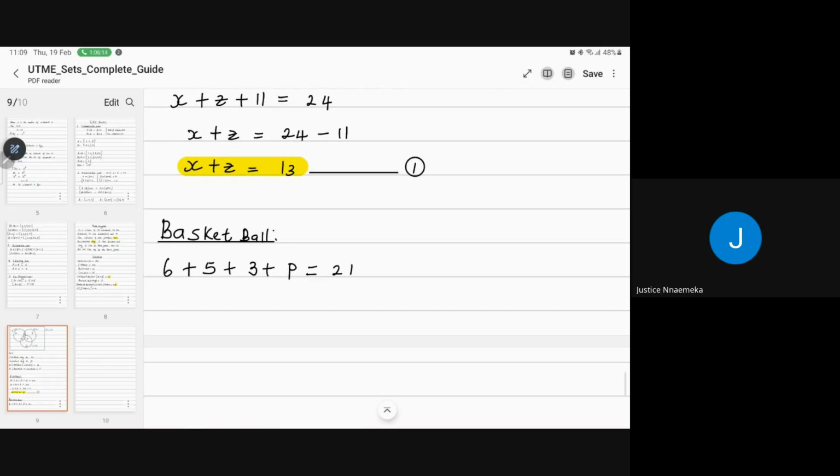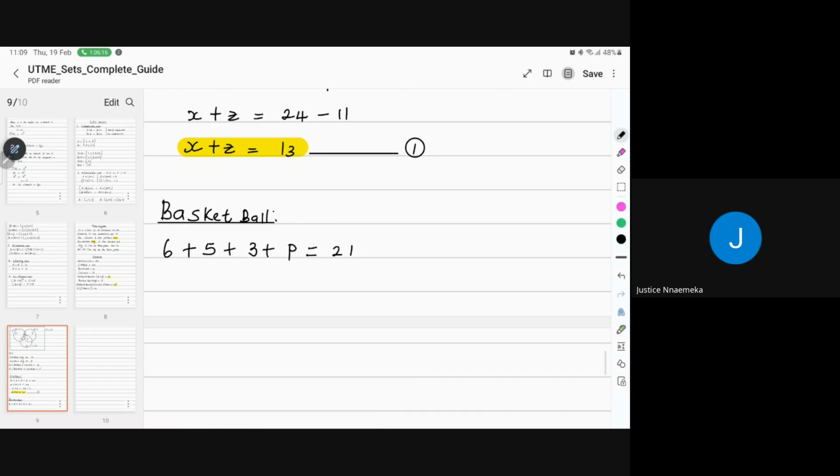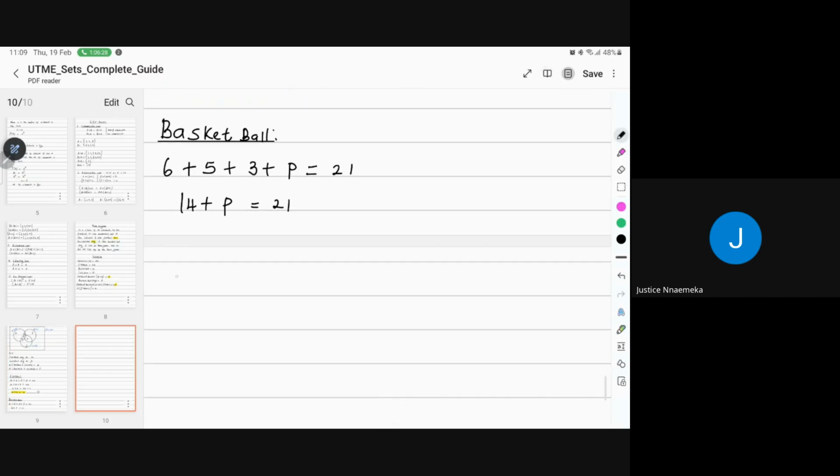When we simplify further, 6 plus 5 is 11. 11 plus 3 is 14. So I have 14 plus P equals 21. Therefore, I can get the value of P, which is 21 minus 14. So P is equal to 7. P is equal to 7. So this is my equation number 2, and that is the equation coming from my basketball.